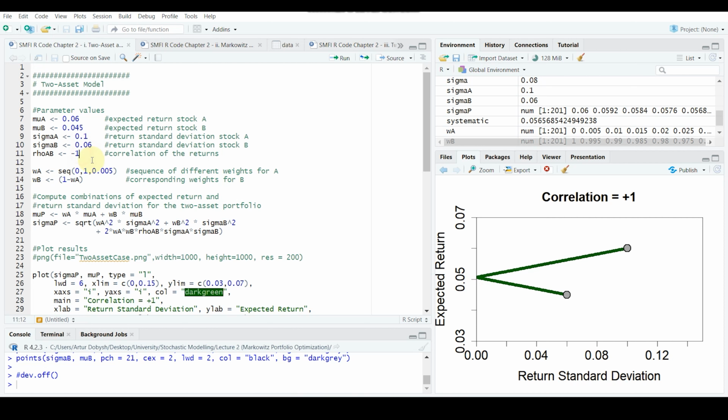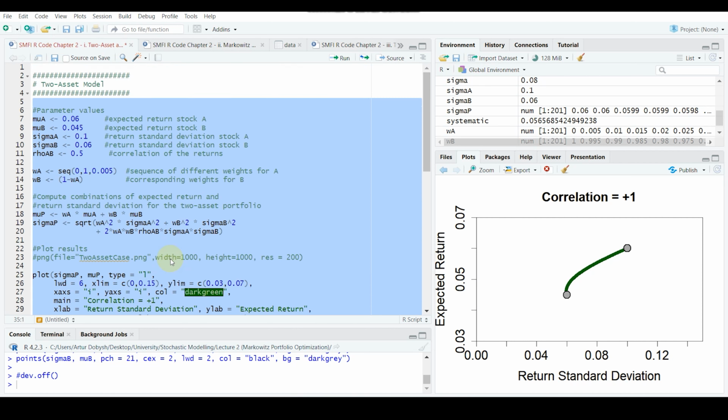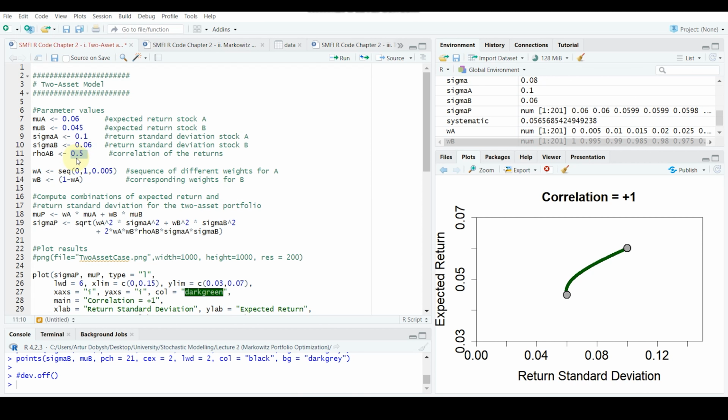If we change the correlation to, say, 0.5, we'll see that we are not able to reach the 0 spot on the expected return of 5% with 0 standard deviation. Why? Because now when asset A goes up, asset B also goes up at the same time, because the correlation between them is positive and not negative as it was previously.